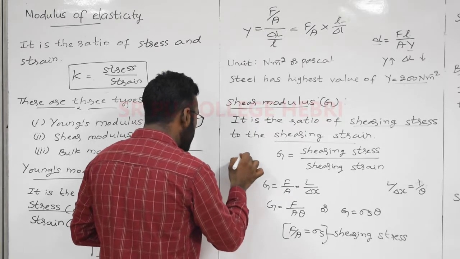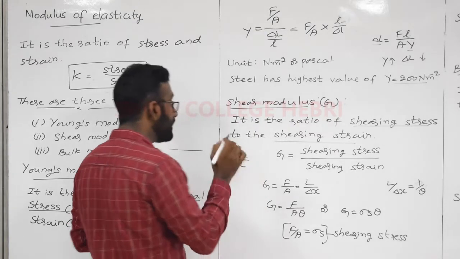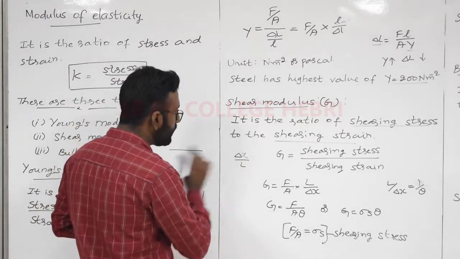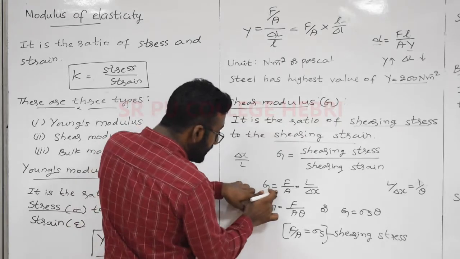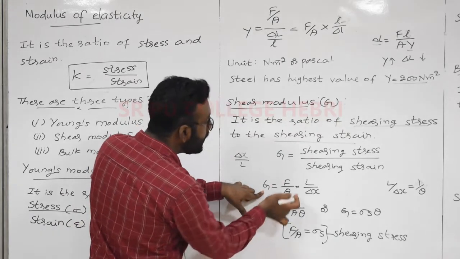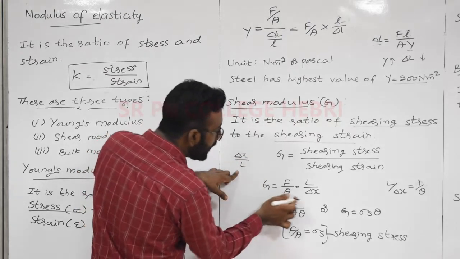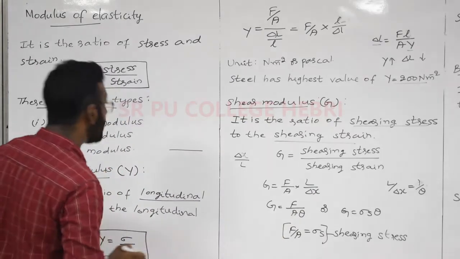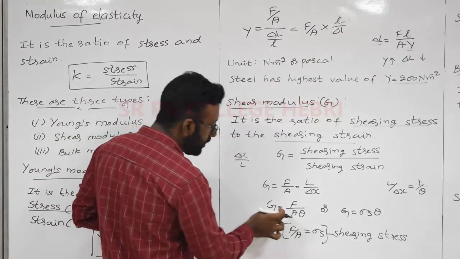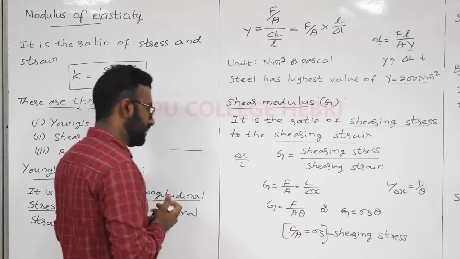It is nothing but delta X divided by L, right? You have seen this from shearing strain in the previous class. From there, what do we write? G is equal to F divided by A, divided by delta X divided by L. Now this L goes to the numerator. Similarly, here also this L goes to the numerator, divided by delta X.